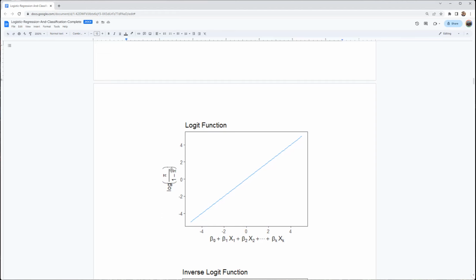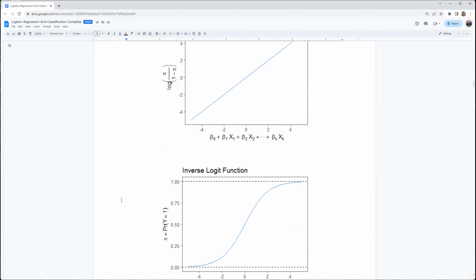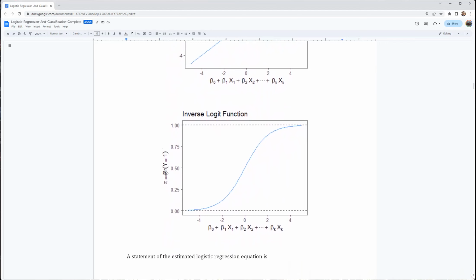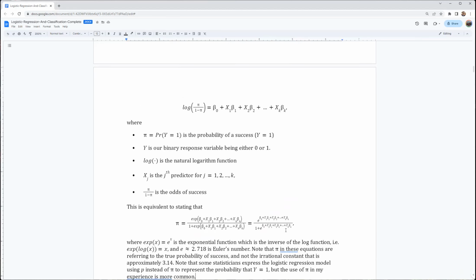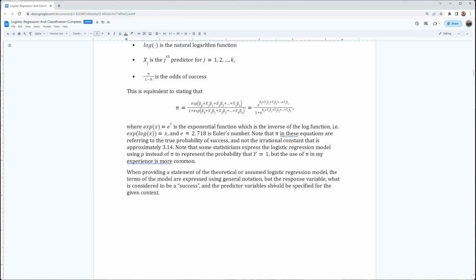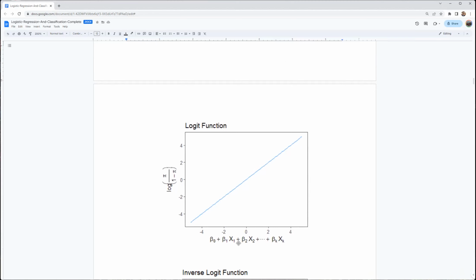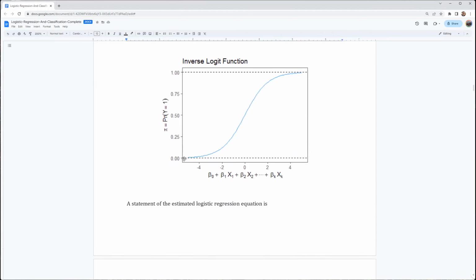Usually we talk about the probability of an event occurring. So if you want to think about it in terms of that, the probability of a success, which we're denoting with pi, looks like this. If you solve for it using the equation above again, you get this. And if you plot the probability pi by the linear predictor, you end up with this S-shaped curve, which is called the sigmoid curve.